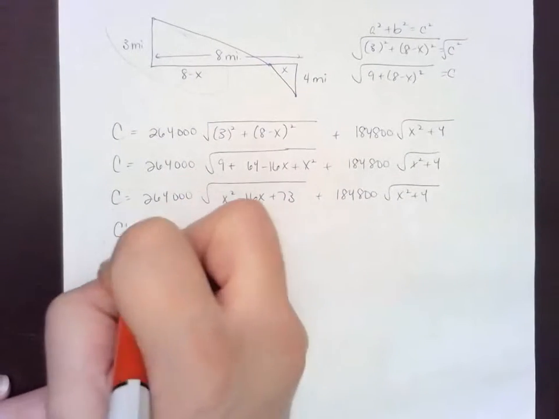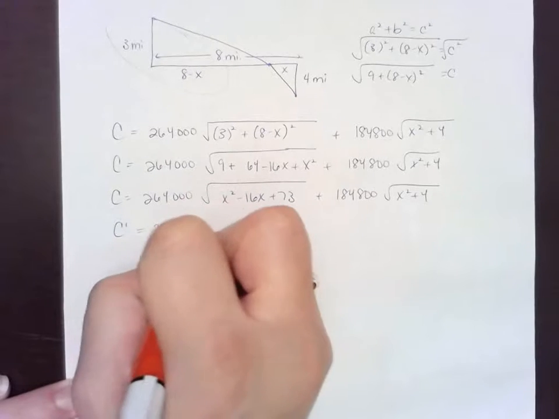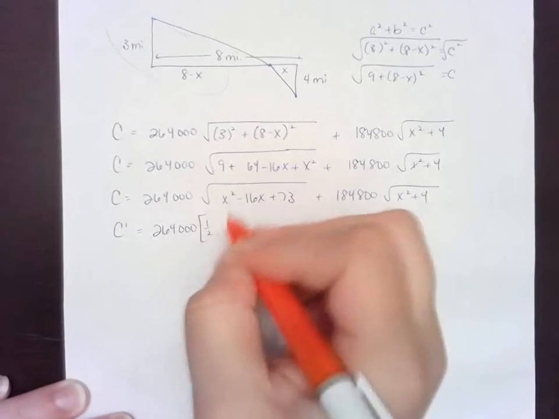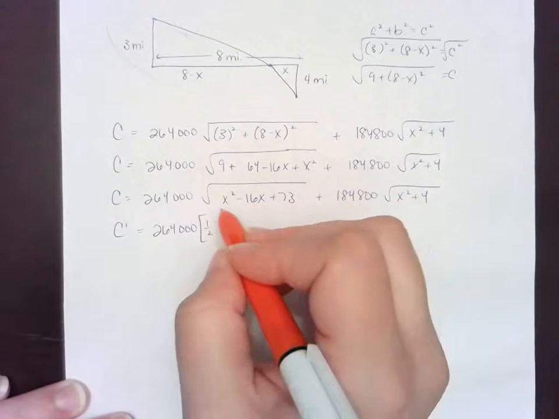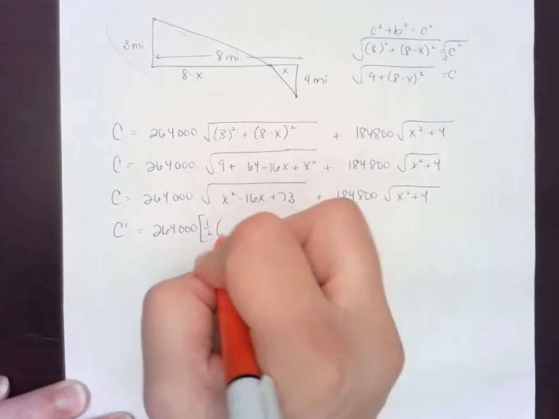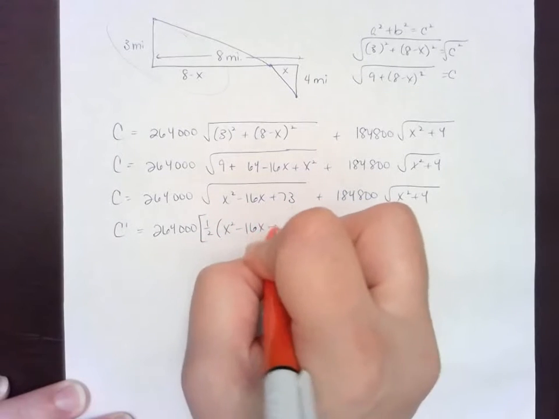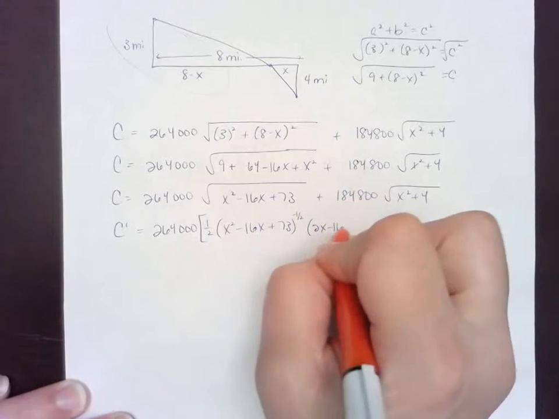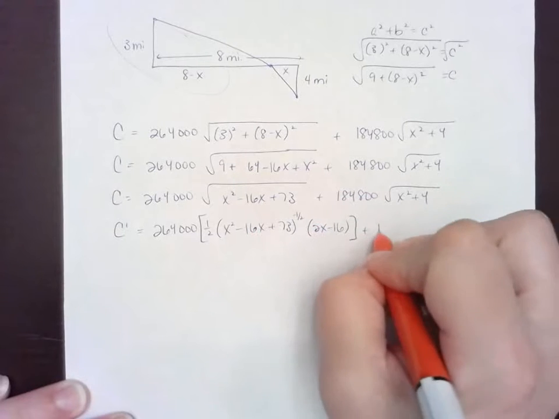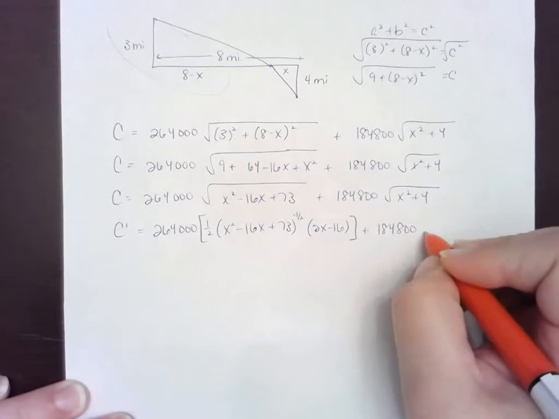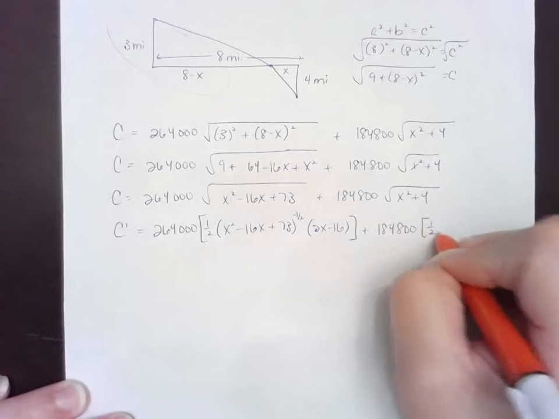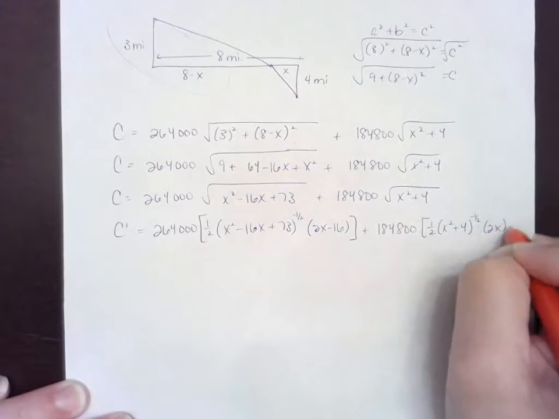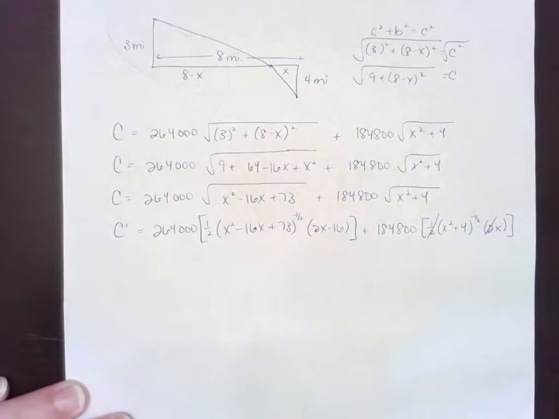Derivative. The 264,000 stays, because of the constant multiple rule. I'm going to bring down the 1/2 from the exponent. I should have converted this to an exponent, but you remember that a square root is 1/2. Times the function raised to the negative 1/2 times the derivative of what's inside. Same thing over here. Constant multiple rule leaves that coefficient alone. I'm going to bring down the 1/2 from the power times the derivative of what's inside. This 2 and that 1/2 can cancel.